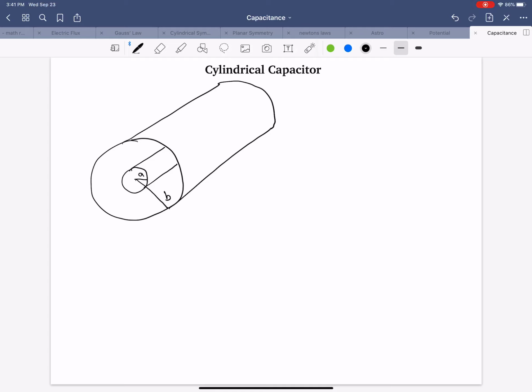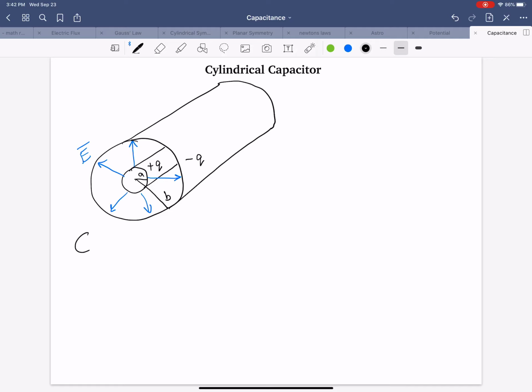Let's say that these two cylindrical plates are fully charged such that the inside is of charge Q and the outside is of charge minus Q. That creates an electric field going from the inside out, something like that. And so we want to find the expression for the capacitance of this configuration.